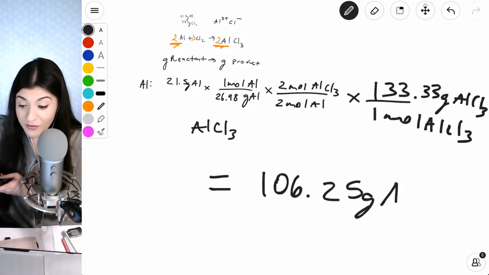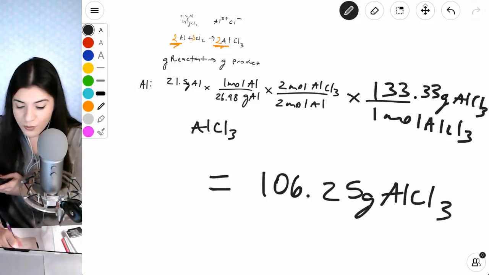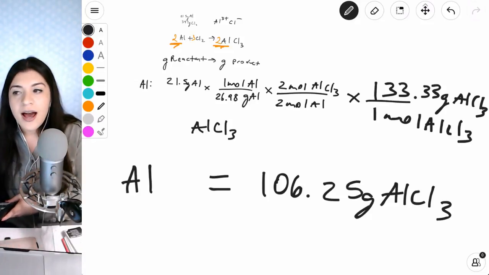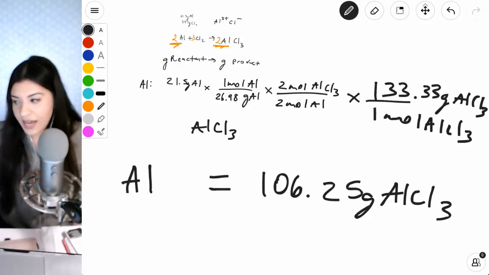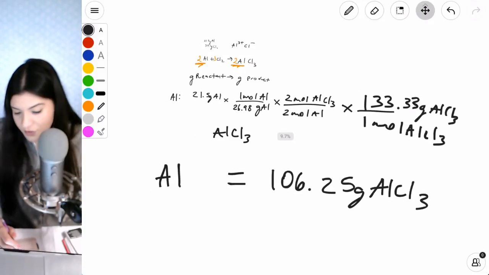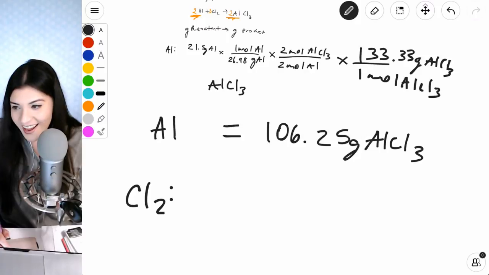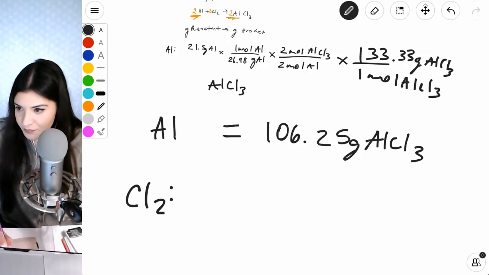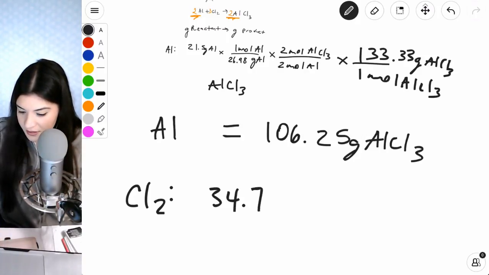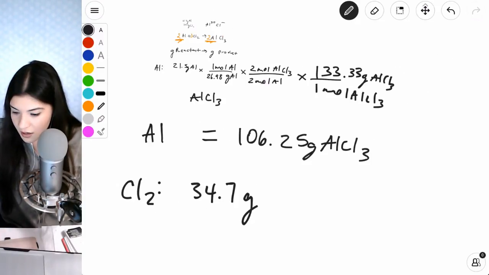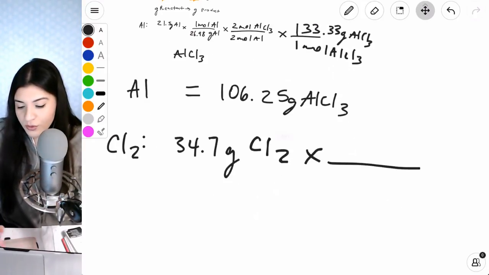106.25 grams of aluminum chloride, roughly. So that's just what our first reactant is going to possibly produce. I have to do the exact same thing with the next one, where for Cl2, let's start that off now, okay? So for Cl2, we were given 34.7 grams of Cl2. Okay, so now let's convert this to moles.